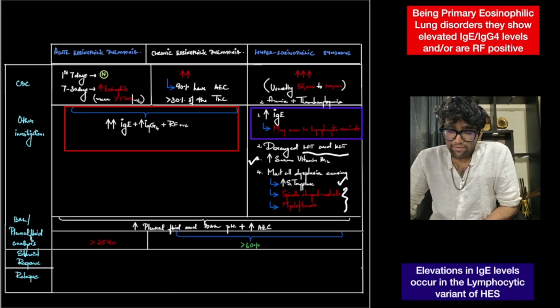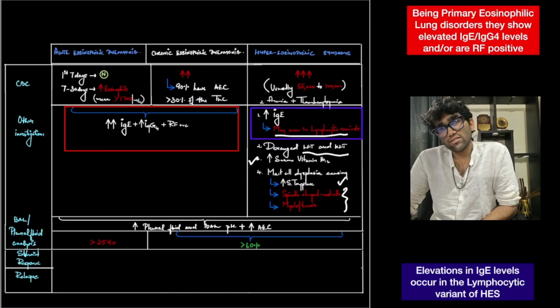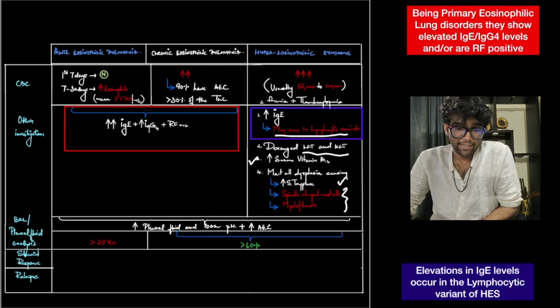Elevation in IgE levels may also occur in the lymphocytic variant of hypereosinophilic syndrome. So this is specifically in the lymphocytic variant, as I have shown it here. Okay. Now, pleural fluid: obviously the eosinophil counts depend on the chronicity of the process. The exact differential count of eosinophils is usually more than 25% in patients with acute eosinophilic pneumonia, whereas it is more than 60% in chronic eosinophilic pneumonia and hypereosinophilic syndrome.